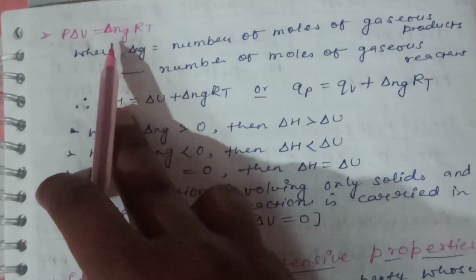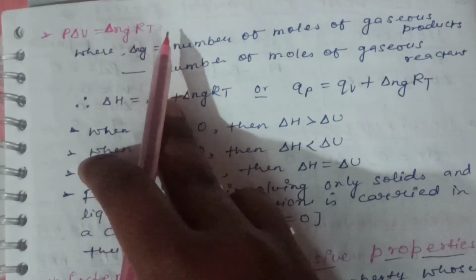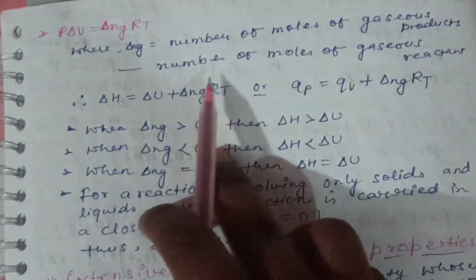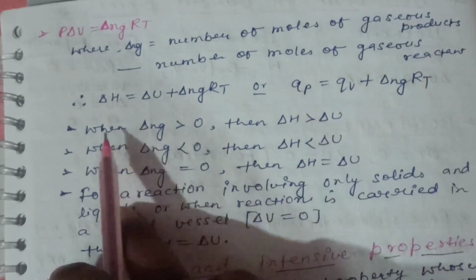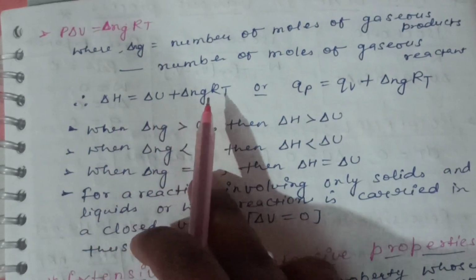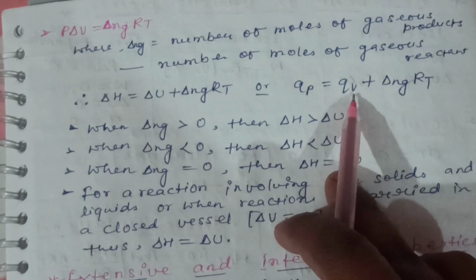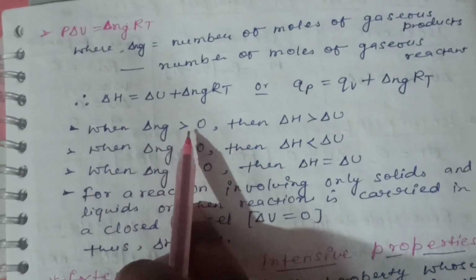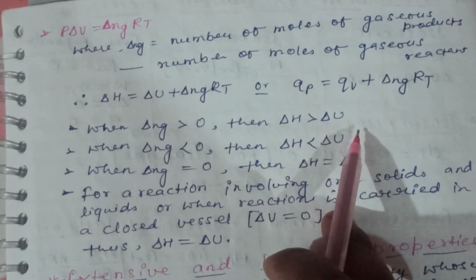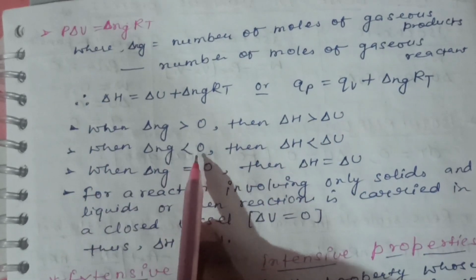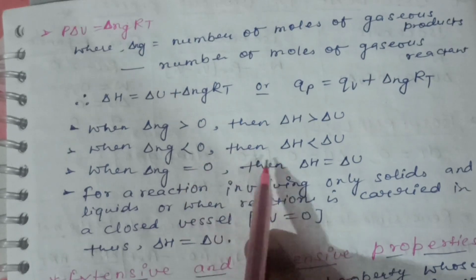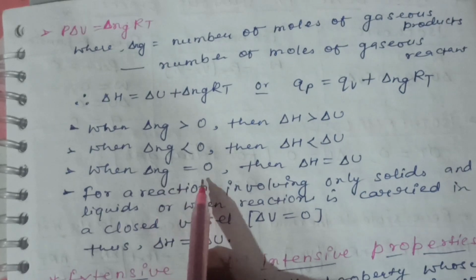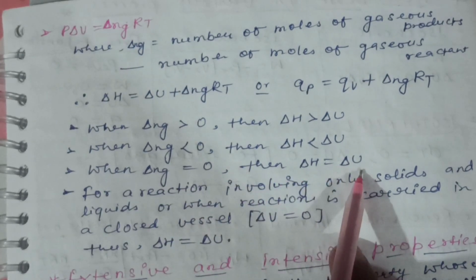PΔV = Δng RT, where Δng is the number of moles of gaseous products minus the number of moles of gaseous reactants. ΔH = ΔU + Δng RT. Qp = Qv + Δng RT. Where Δng is greater than 0, ΔH is greater than ΔU. Where Δng is smaller than 0, ΔH is smaller than ΔU. When Δng is equal to 0, ΔH is equal to ΔU.